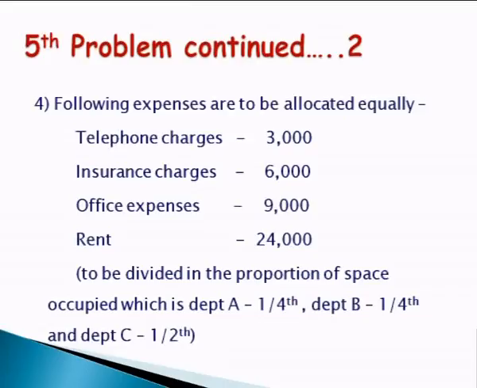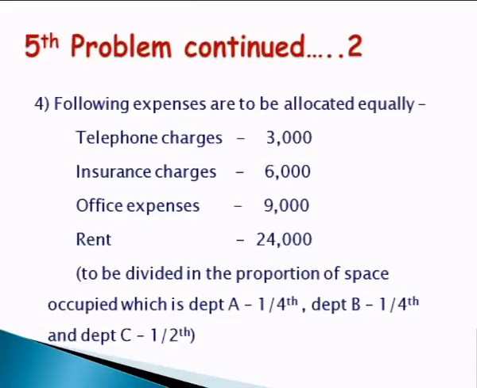The area occupied by each department, that is department A, is 1/4. 1/4 is nothing but 25%. How do we know it is 25%? It is very simple: take 1/4 into 100, so we will get the percentage 25%.